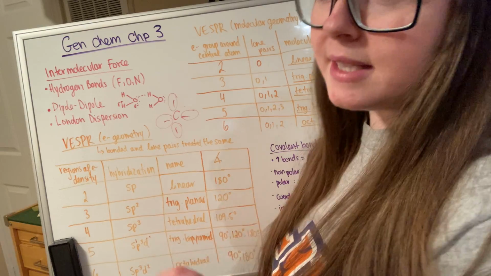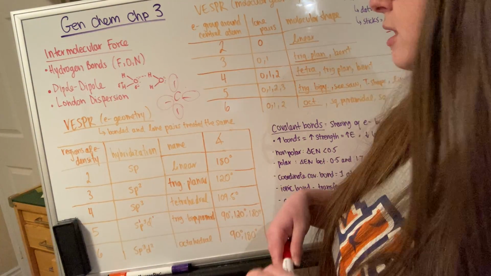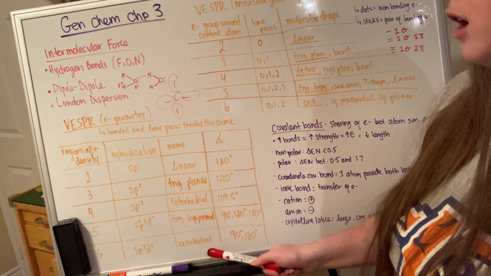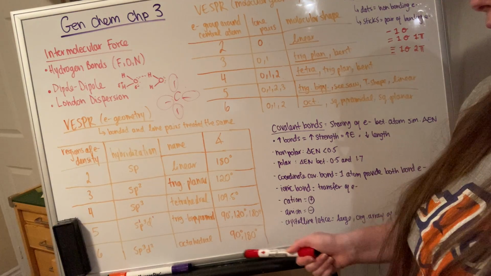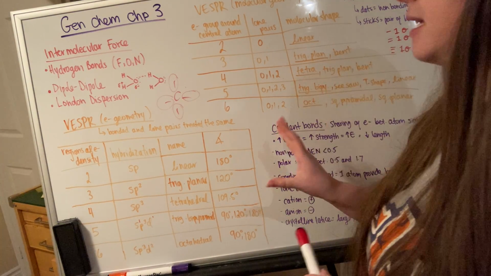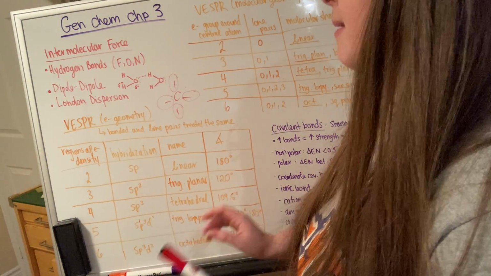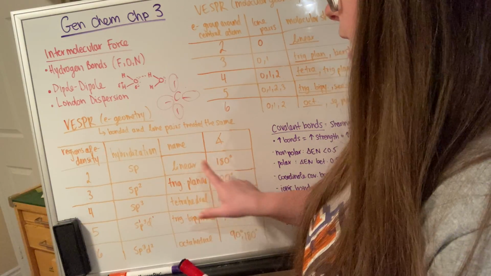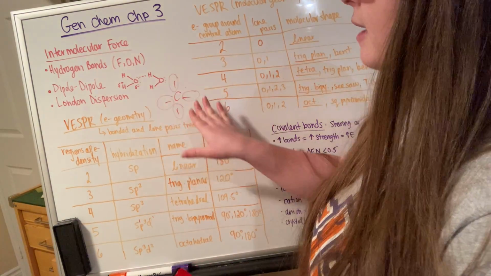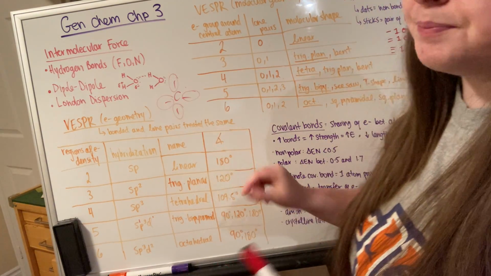And then finally we have 6 regions of electron density, which will lead to sp3d2 hybridization with octahedral electron geometry with 90 and 180 bond angles. Now, I would definitely recommend understanding why this is the case, and you also need to memorize the bond angles that go with each of these as well as their names. So when you're looking at an atom or a molecule, you'll be able to tell what electron geometry it has.